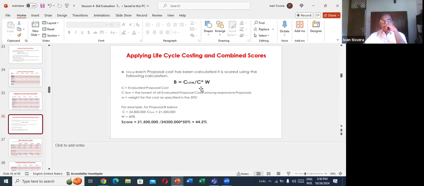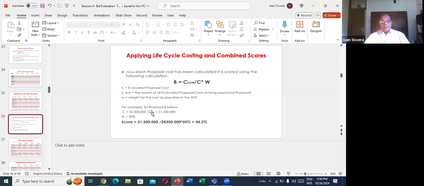Once each proposal cost has been calculated, it is scored using the following calculation. P equals C low divided by C into W. C is the evaluated proposal cost, whatever the bidder's price here. C low is the lowest price here. W is the weightage. Say for price we give 50%, right?